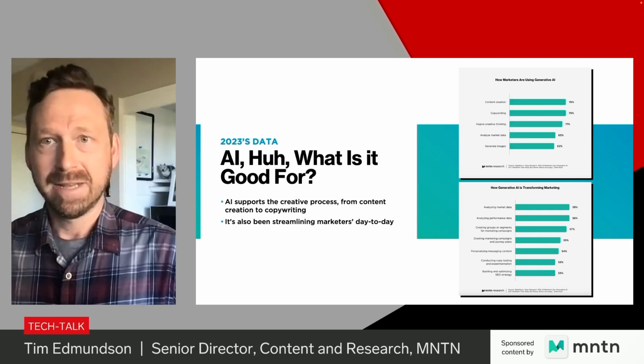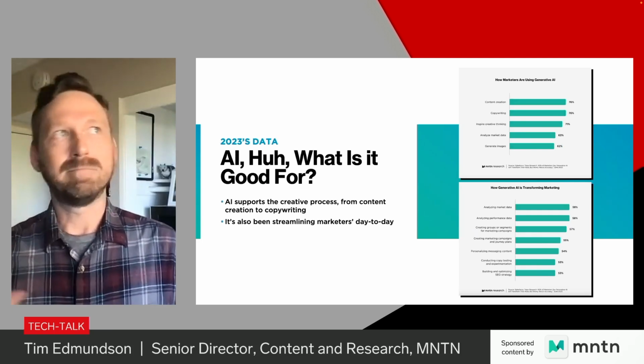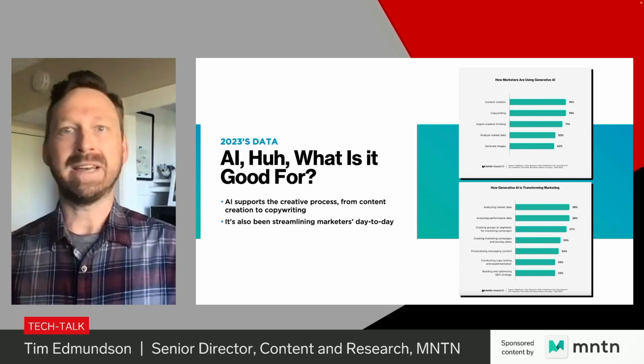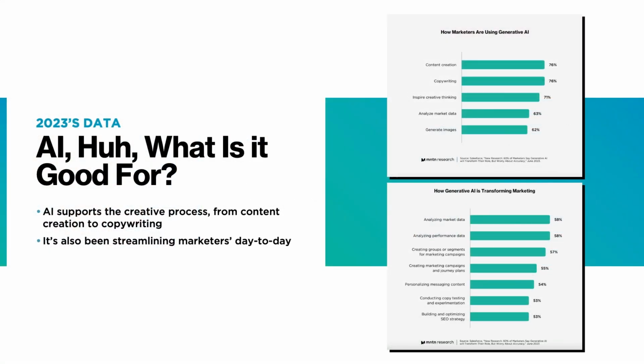Speaking of which, how are marketers using it? So, start with using AI, great start. What are you going to use it for? Well, your peers are really focusing in on that creative process, the content creation aspect, copywriting, storyboarding as well, just an inspiration for ideas.